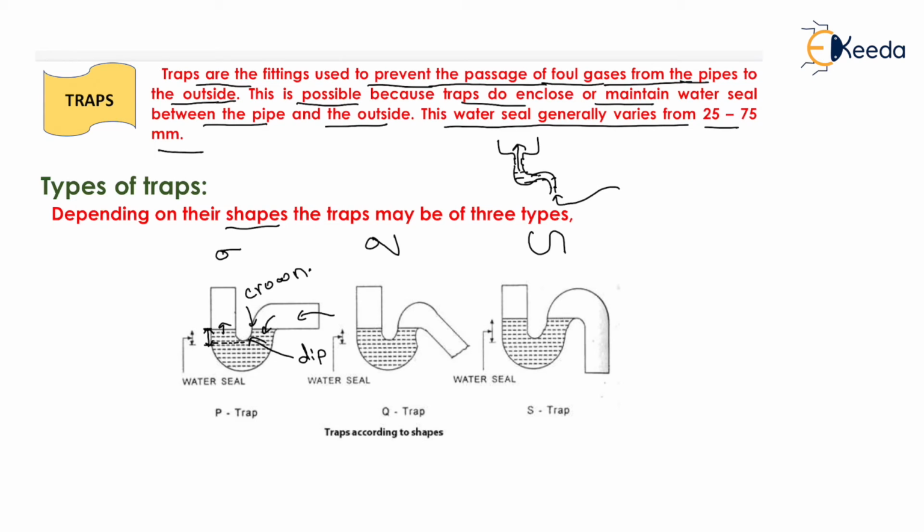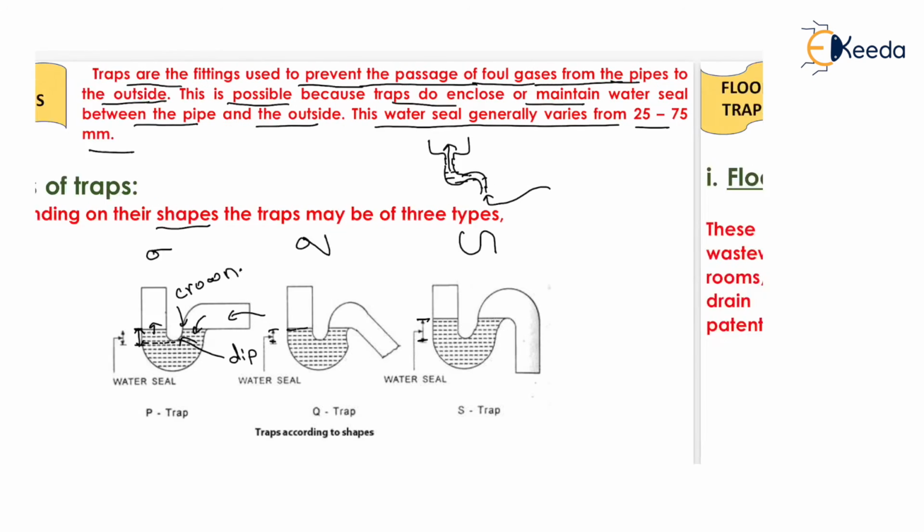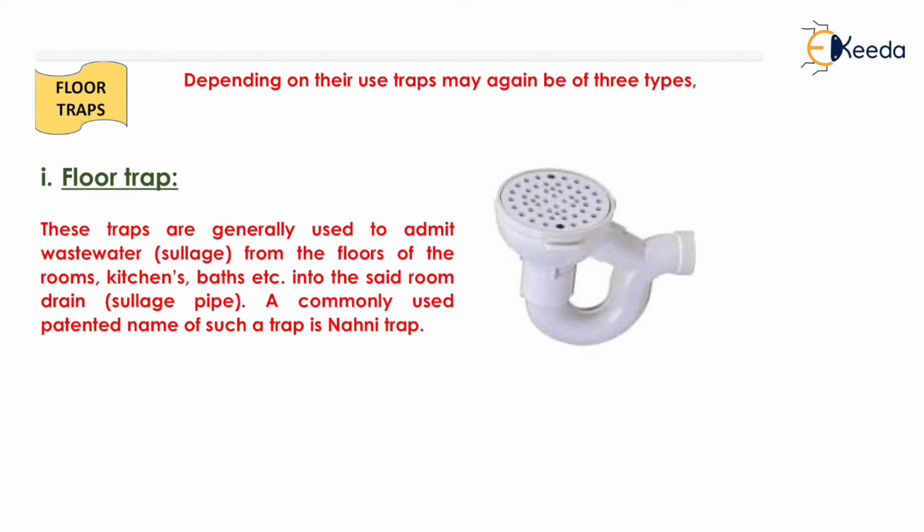Now in the Q trap, the water seal is like this. Now in the S trap, the water seal will be slightly higher as compared to the P and Q trap. Now this is on the basis of shapes. Now we classify the traps again on the basis of their uses. Depending on their uses, the first one is the floor trap, which will be like this.